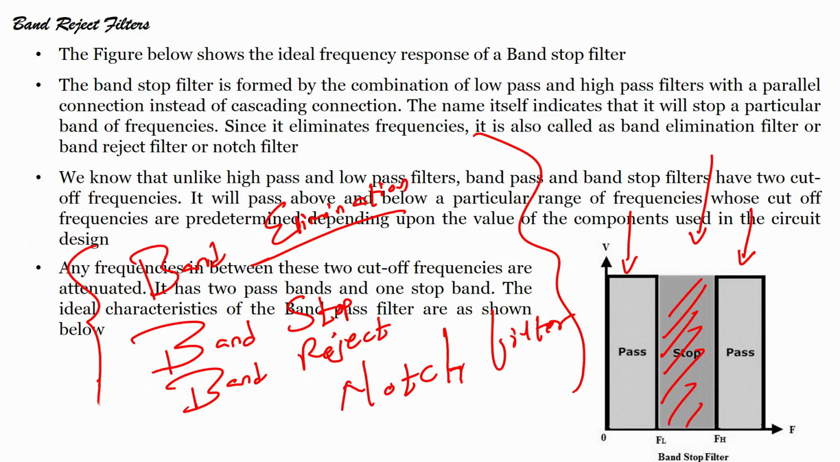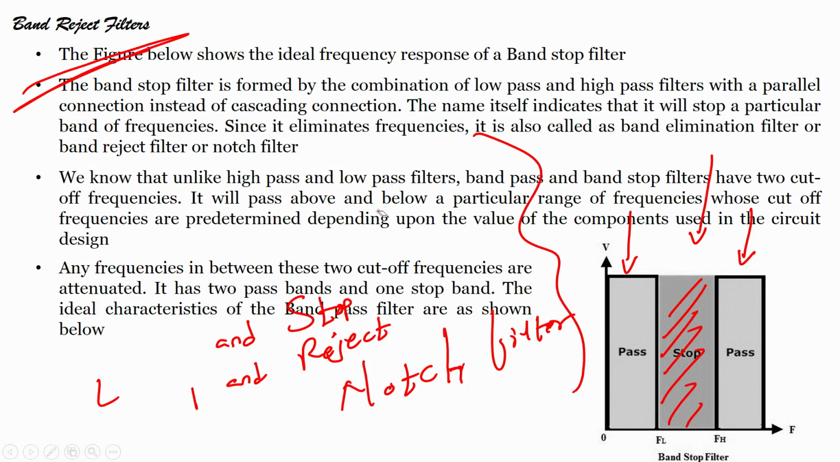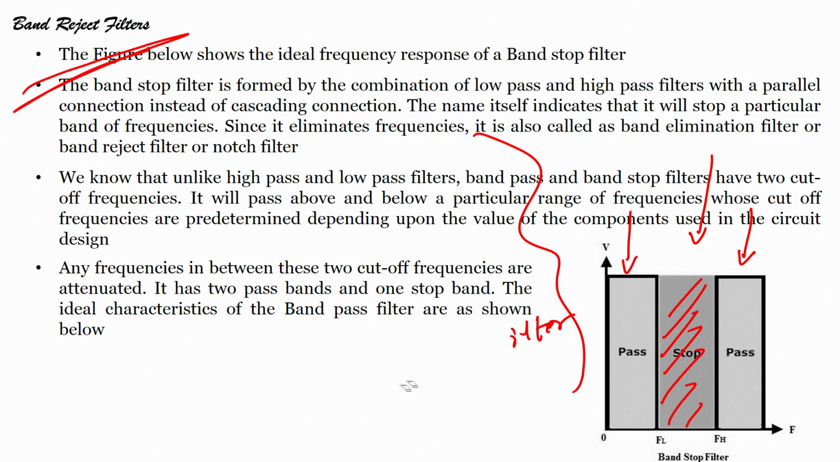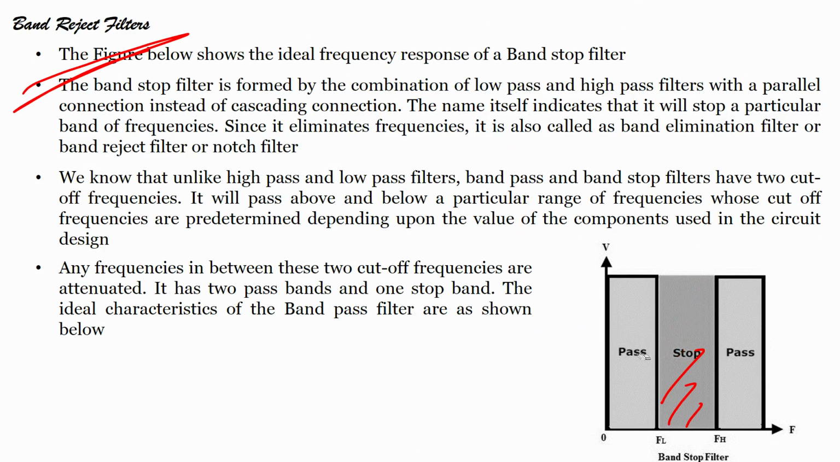So, if any question comes in your exam or in your interview, then you can answer that yes, we know all these filters, because all these filters are the same filter, which is my band reject filter. It is called by many names. Very easy to understand op amps and its application, is it not? So, the band stop filter is formed by combination of low pass and high pass in a parallel connection. Second, it will stop a band of frequencies; it is also called band reject, notch, band elimination.